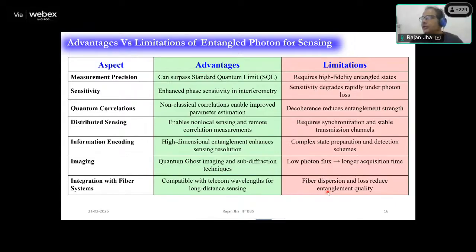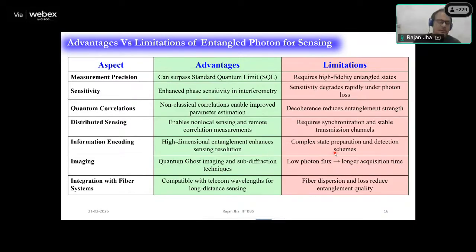So the idea I am trying to emphasize here is that some of these things we are discussing have positives: you are surpassing the SQL, you have high dimension entanglement, you can do imaging, ghost imaging, and it is compatible with telecommunication wavelength. But then there are some challenges or limitations, and these limitations in future research one has to overcome.